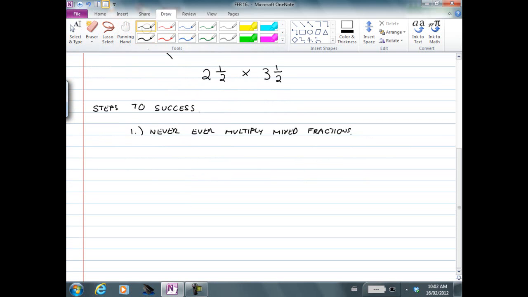Step 2: Convert mixed fractions into improper fractions. I'm going to give you an example. I did this before, but some of you were kind of lost still, so I'm going to go back and teach you how this is done.